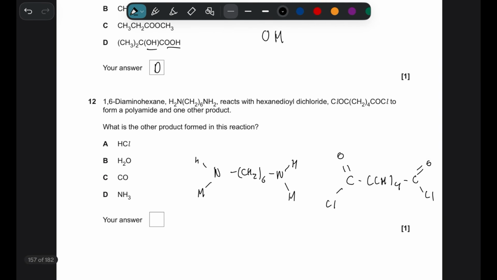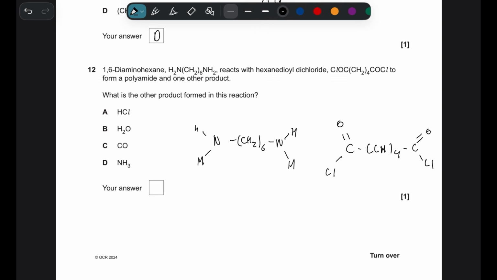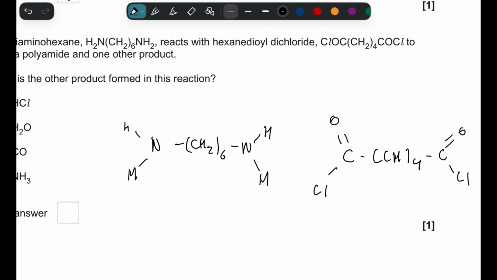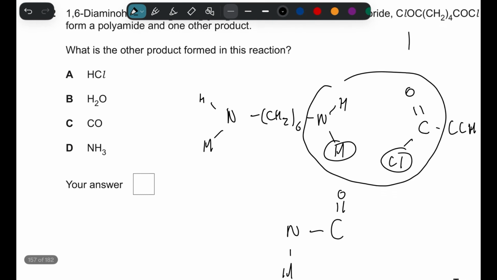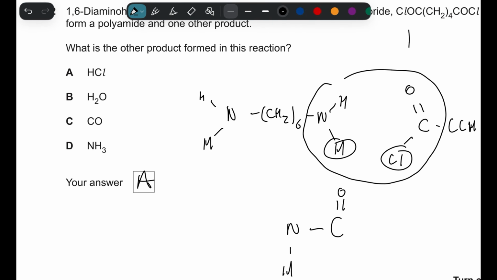And then here, I just wanted to show you the molecules. So we've got two molecules that are joining together. And what you're looking at here, what's going to react to form your amide bonds, it's these two, right? So if we're going to form the C double bond, then what's going to be left is the H and the chlorine. So it's going to be A, not B.